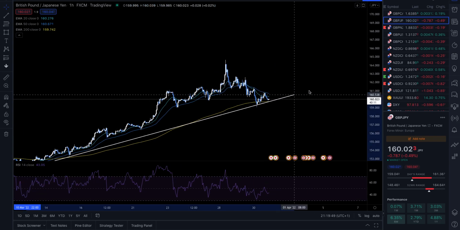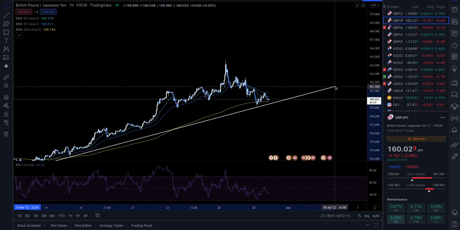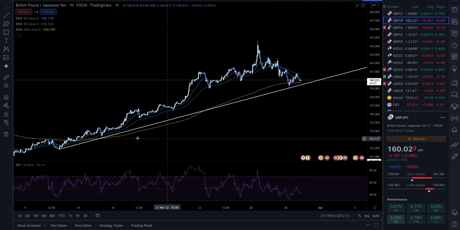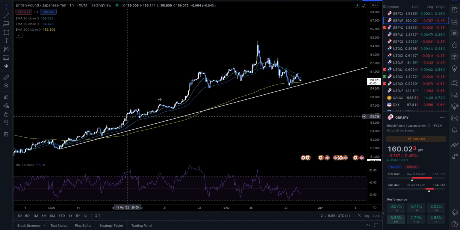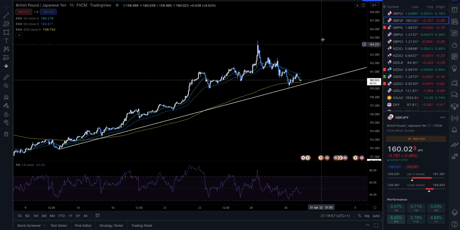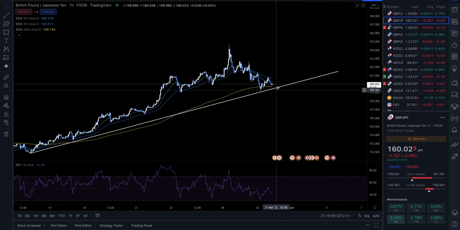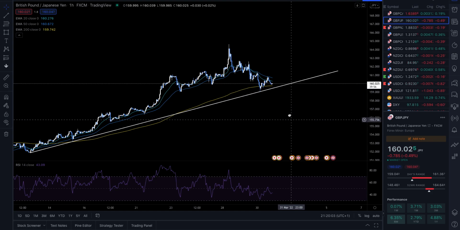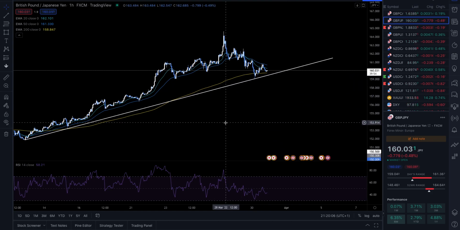Again, what we can do is extend this into the future. So if price continues to move like it has been moving, what we could continue to see is rejections from this trend line and price to move higher until eventually the trend line's broken, the trend changes and price moves in the opposite direction.